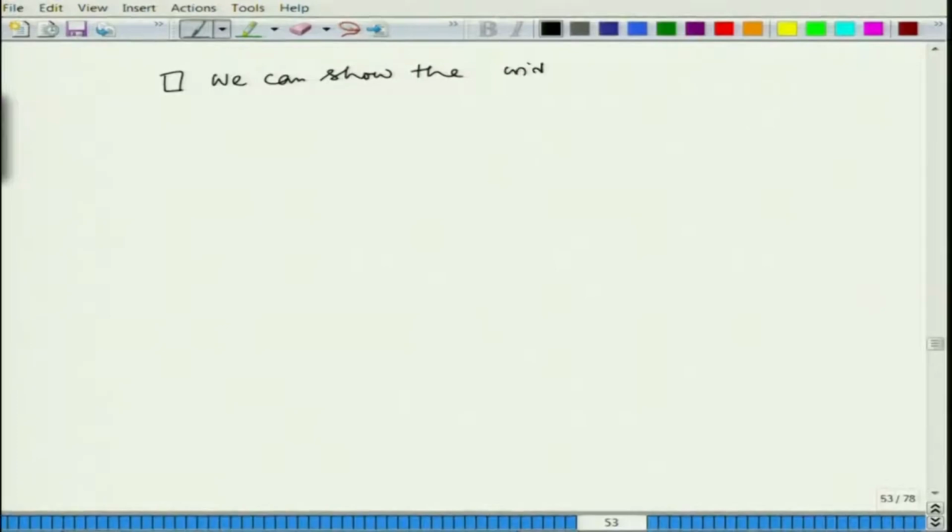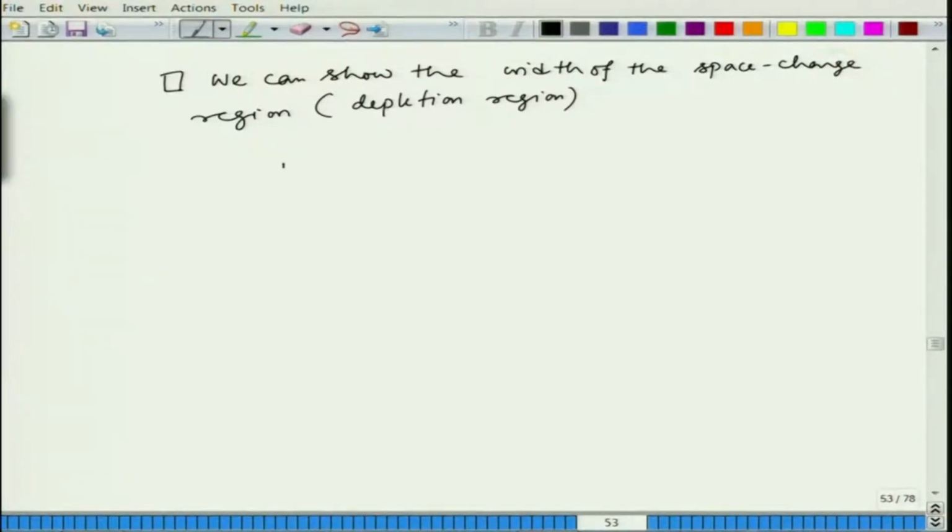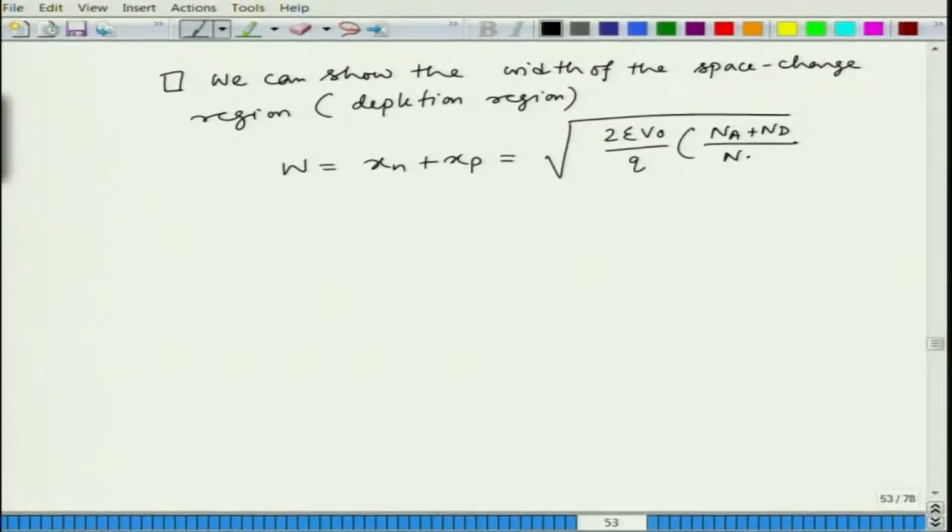And one thing I am not showing, but we can show, the width of the space charge region, which is also called depletion region, because the charge gets depleted within that particular region. So, that can be shown to be x_n plus x_p, right. Width is the space charge region width in the n side plus the space charge region width in the p side, and that can be shown to be this.